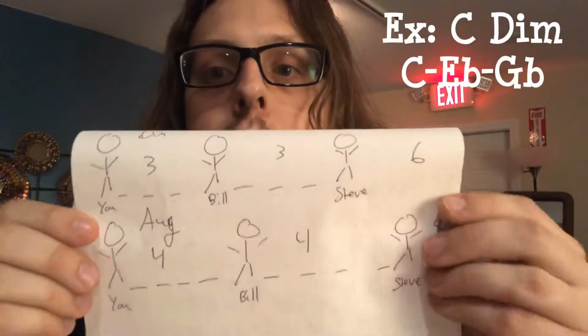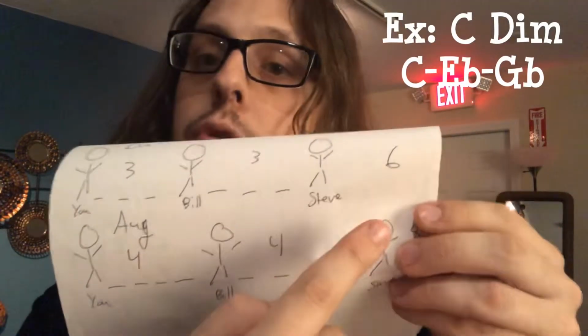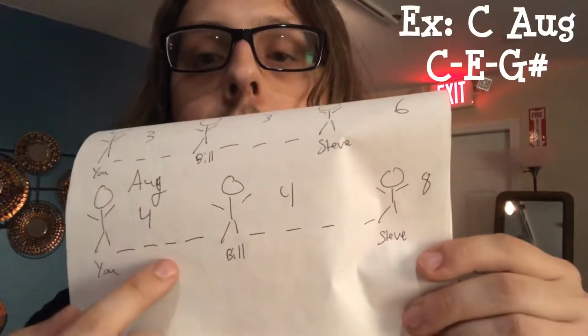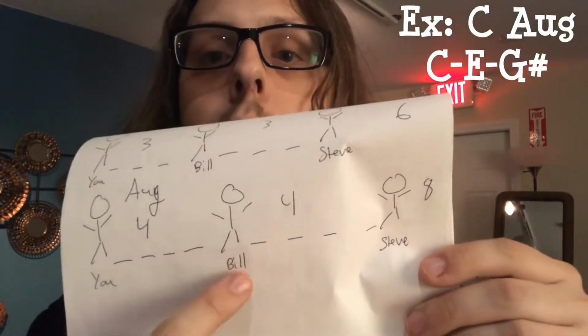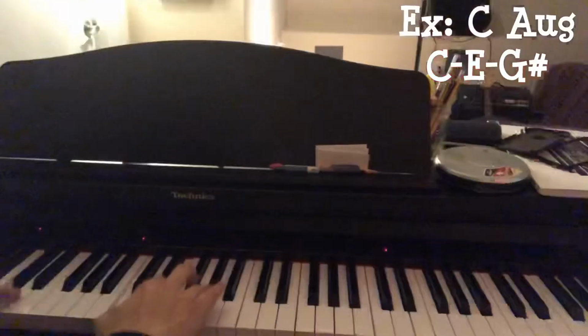A diminished chord is when you stand 3 steps away from Bill, who stands 3 steps away from Steve, to a total of 6 steps. Finally, an augmented chord is when you stand 4 steps away from Bill, who stands 4 steps away from Steve, to a total of 8 steps.